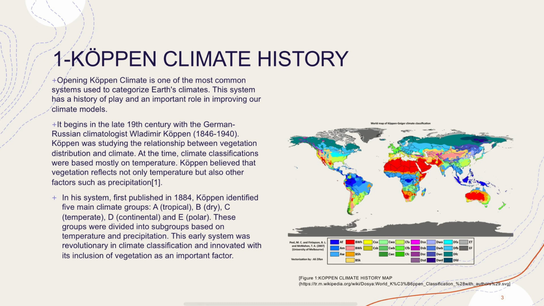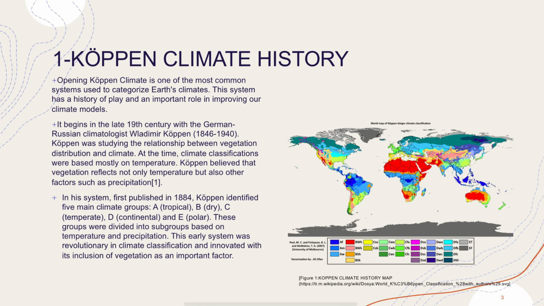First of all, Köppen climate history. The Köppen climate system is one of the most common systems used to categorize Earth's climates. This system has a long story and an important role in improving our climate models. It begins in the late 19th century with the German-Russian climatologist Vladimir Köppen.